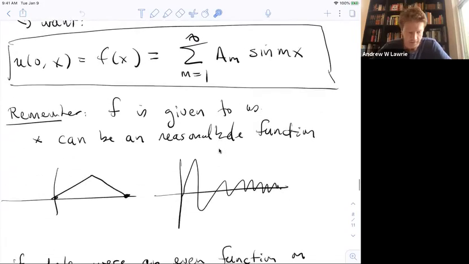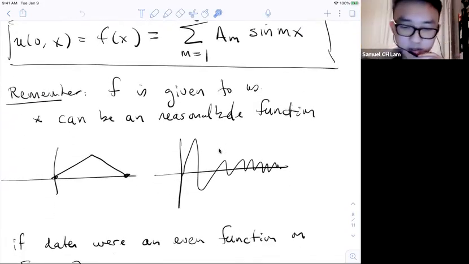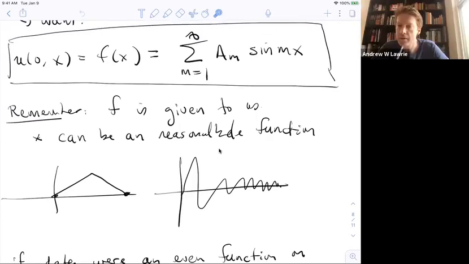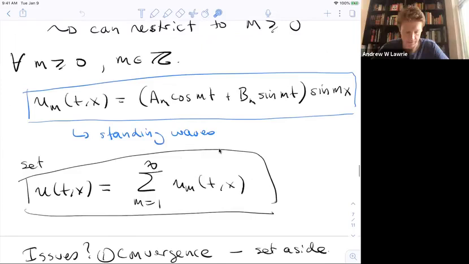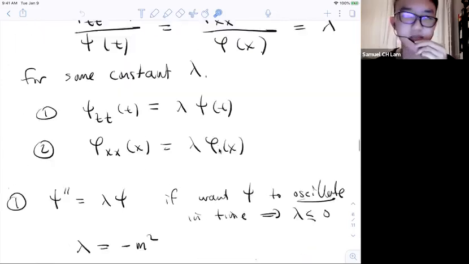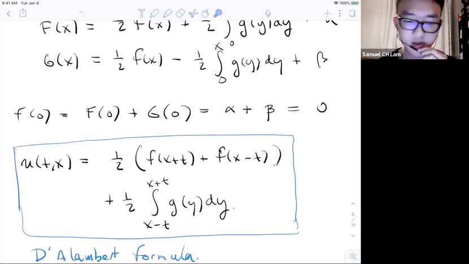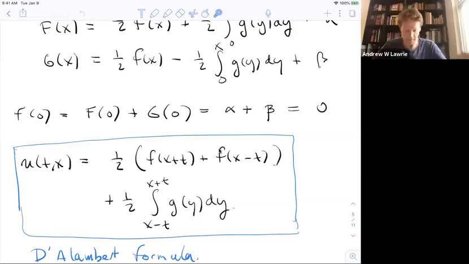Cool. Sorry, let me just clarify. If we use the D'Alembert solution, apply it for a periodic function, and then we just consider the bits of the solution between 0 and pi, will that solution satisfy the boundary condition? Well, I think so, right? Just take a look.